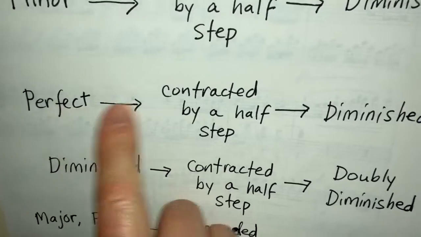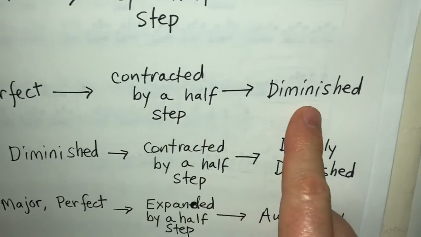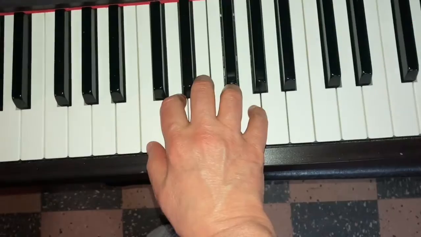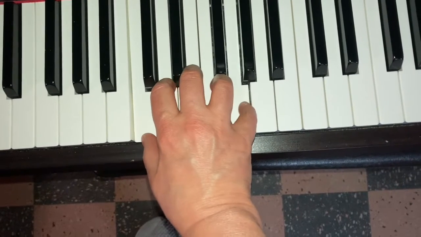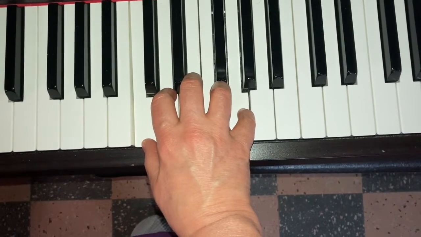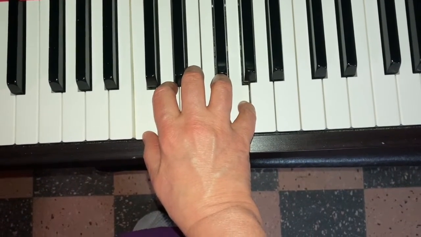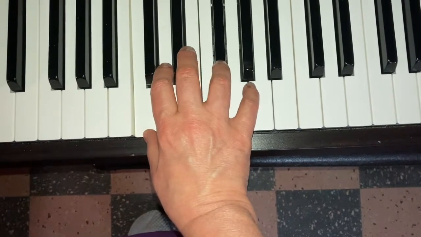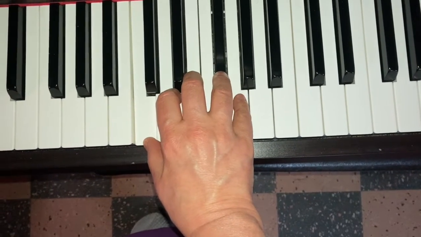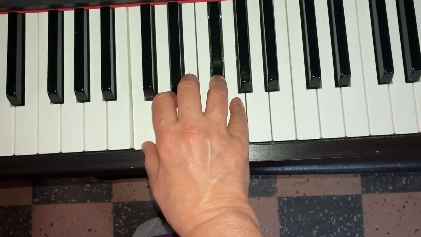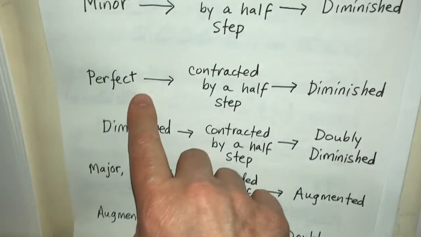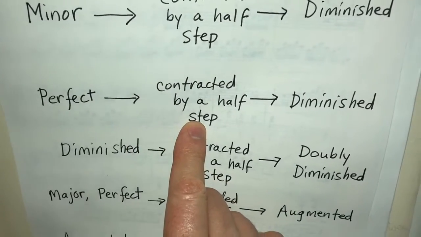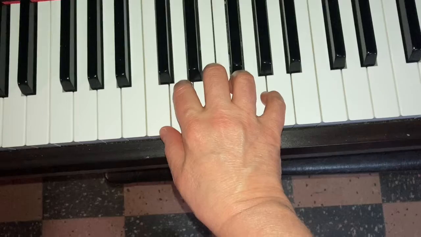Perfect intervals contracted by a half step are called diminished. C to G is a perfect fifth. C to G flat is a diminished fifth. Let's look at other perfect intervals contracted by a half step that become diminished.